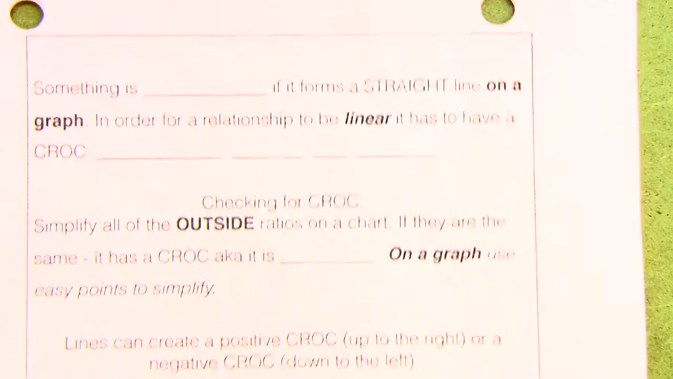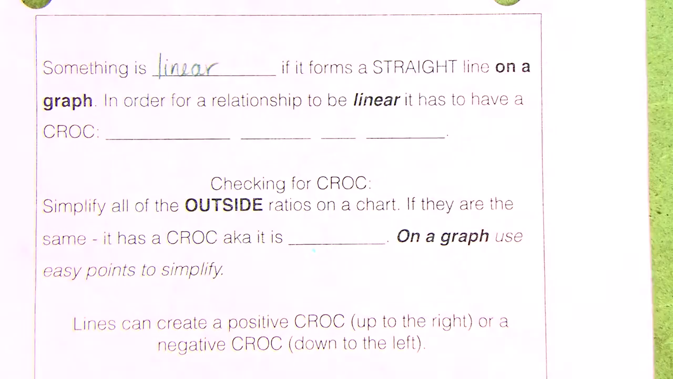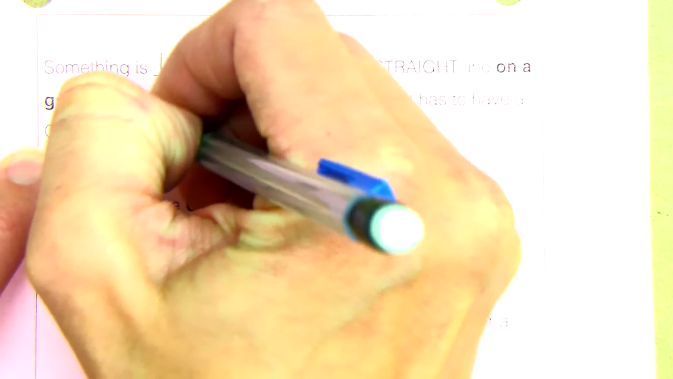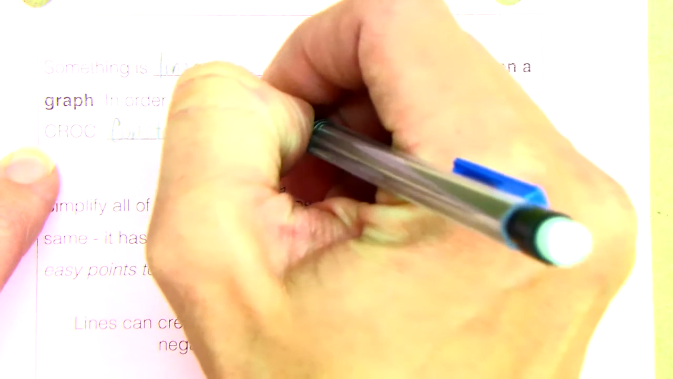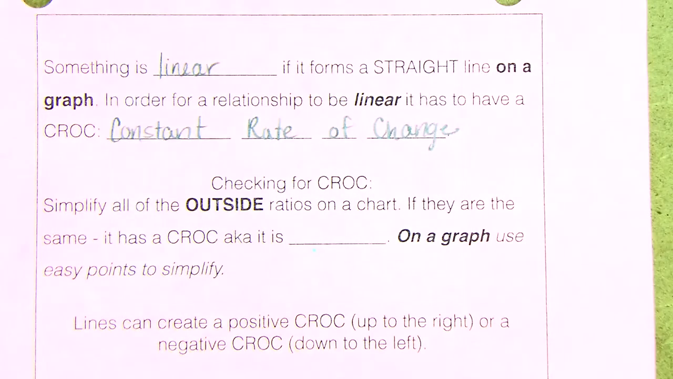We got a couple things to fill in on slide number 2 to the right. Something is linear if it forms a straight line on a graph. If it forms a straight line on a graph, or if it's linear, that means it has to have a constant rate of change, meaning it's the same. So how do we check it? Well, like I said, if it's on a graph, it's a straight line, period, done. Your hands are washed, game over.